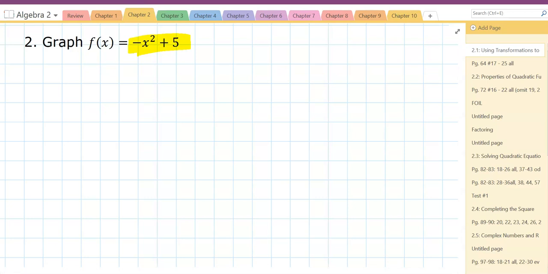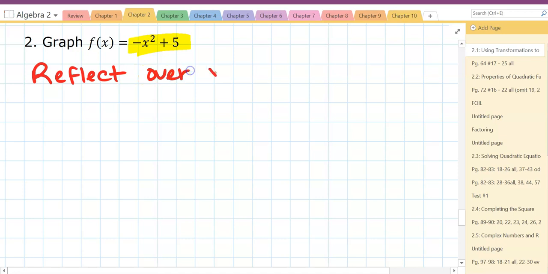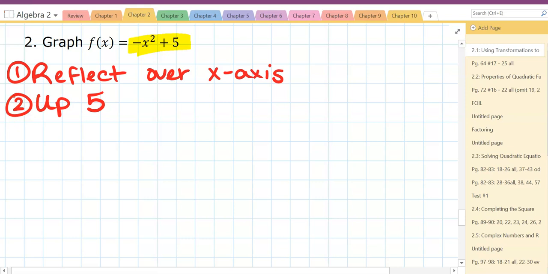So remember, back from section 3 of chapter 1, if only the x squared is negative, that's because it reflected over the x-axis. If the whole thing was negative inside the parentheses, then it would have been reflected over the y. So we're going to reflect this over the x-axis. What is that plus 5 going to make it do? Good, up 5. So kind of the first movement is that it reflects. Second movement is that it goes up 5.